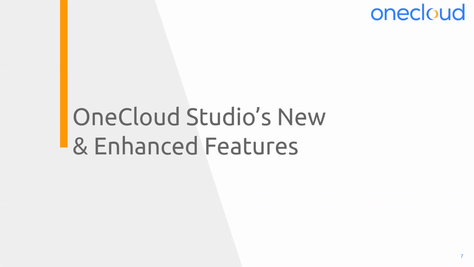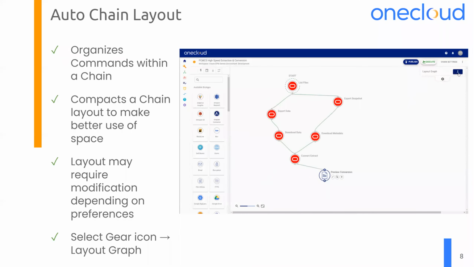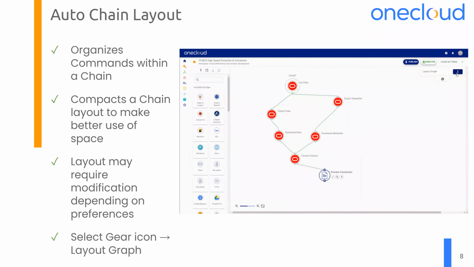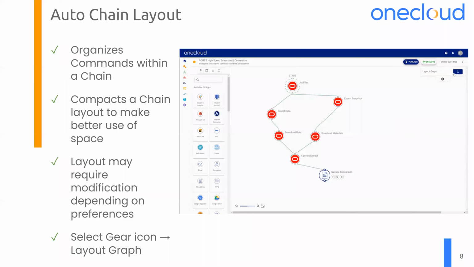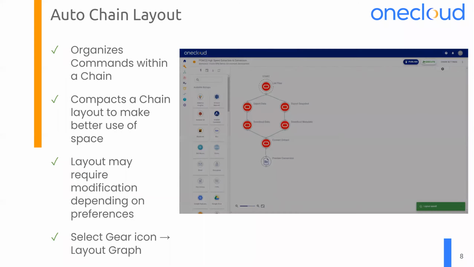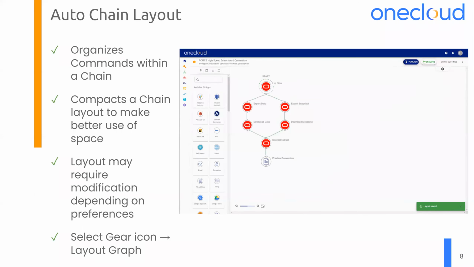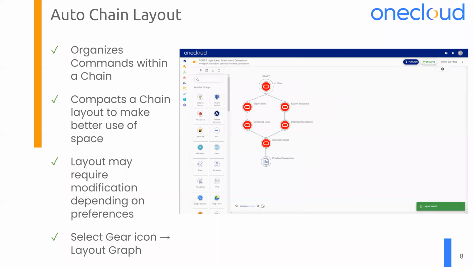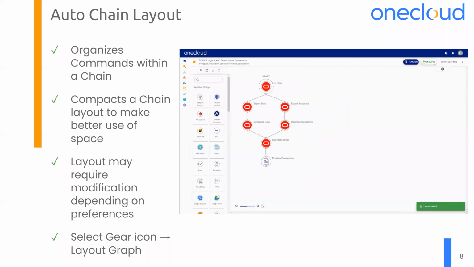The first thing we're going to go over today is some of OneCloud Studio's new and enhanced features. The first one is the auto chain layout. So this feature has been in the studio for a little while now, but we've actually updated it to produce a more compact layout. We listened to a lot of your feedback and we heard that sometimes the commands were a little bit too spread out. So we found a way to compact that layout and really provide the best experience to lay out your chain in a way that your users can very easily navigate what's going on in that chain. To use this feature, it's just at the top right of the studio canvas. You'll see a gear icon, and then you'll see the option to auto layout that graph.